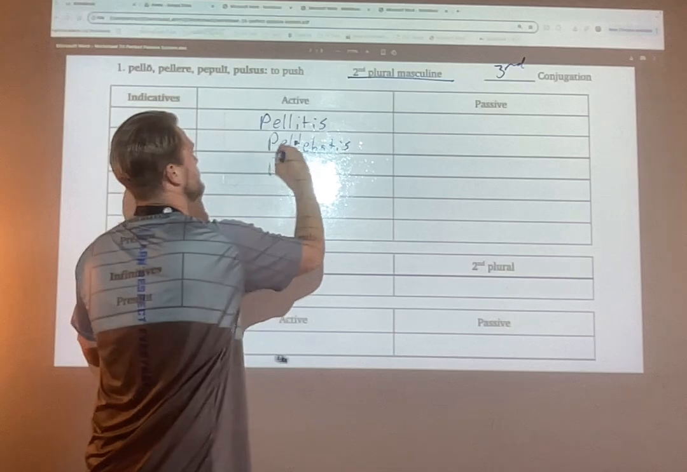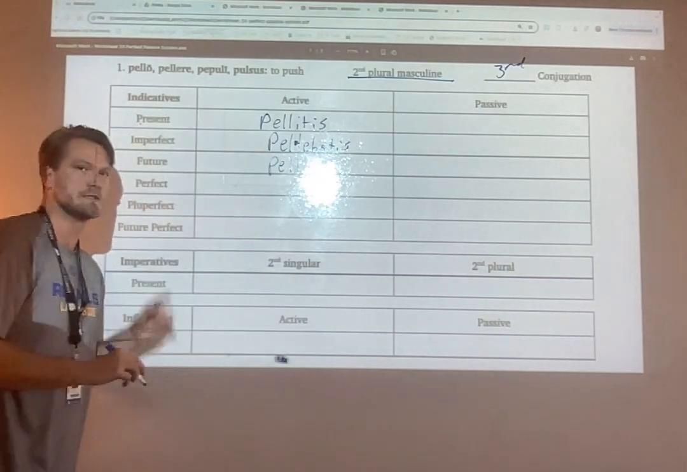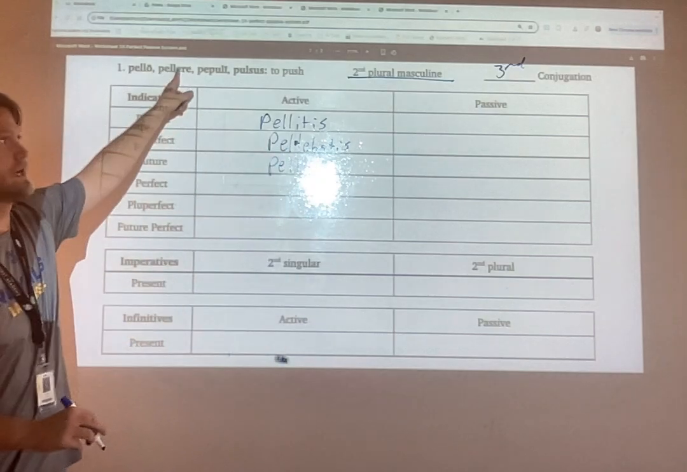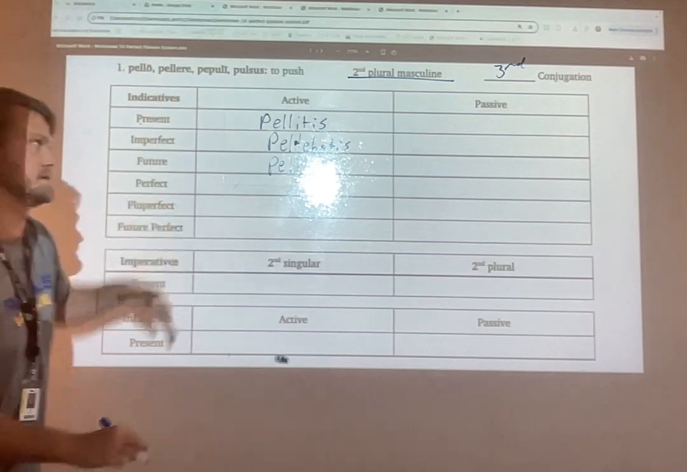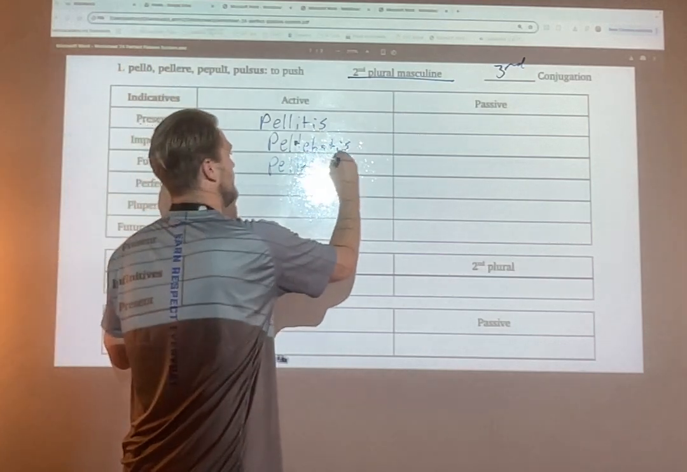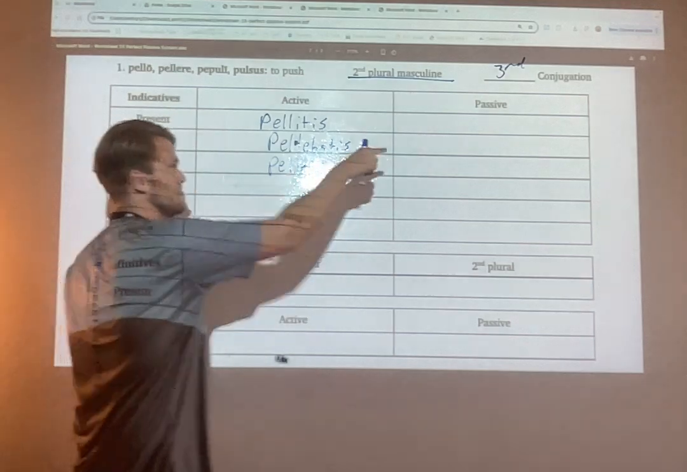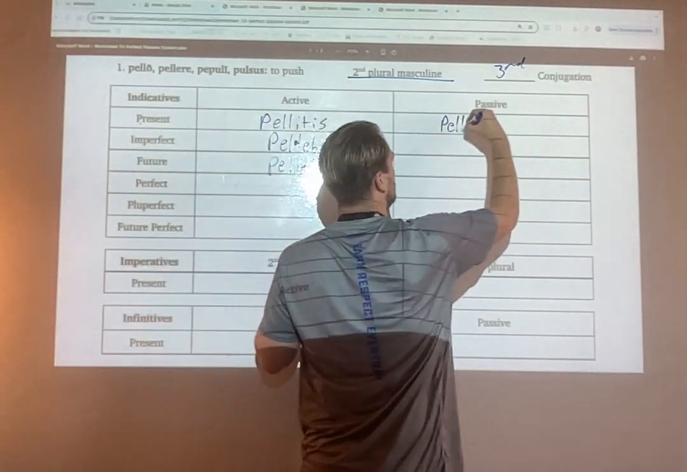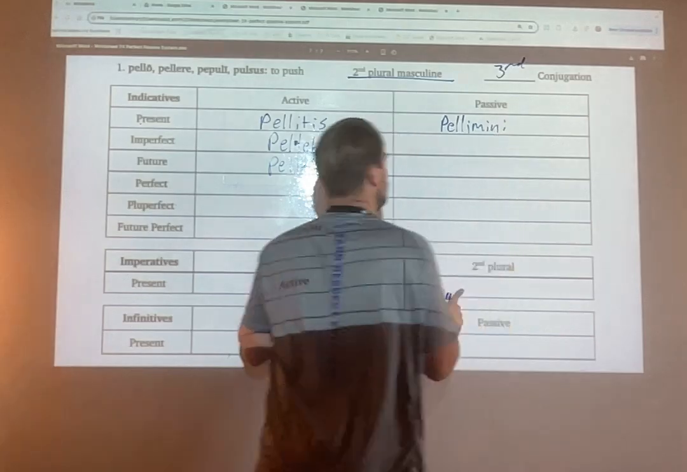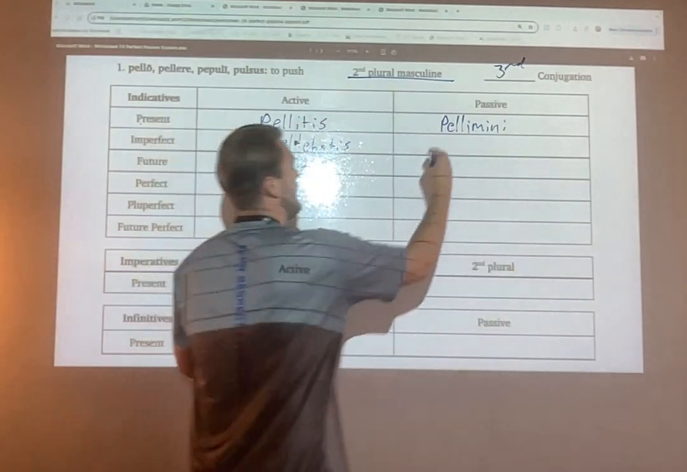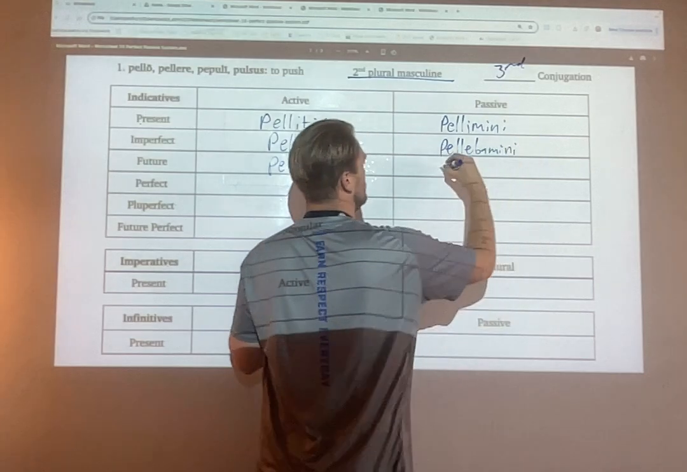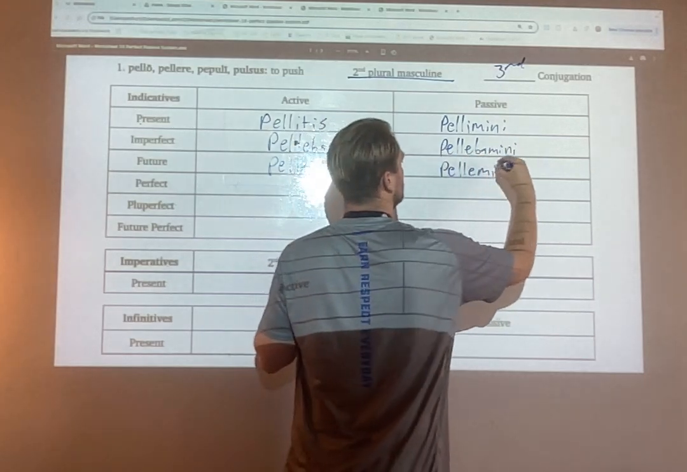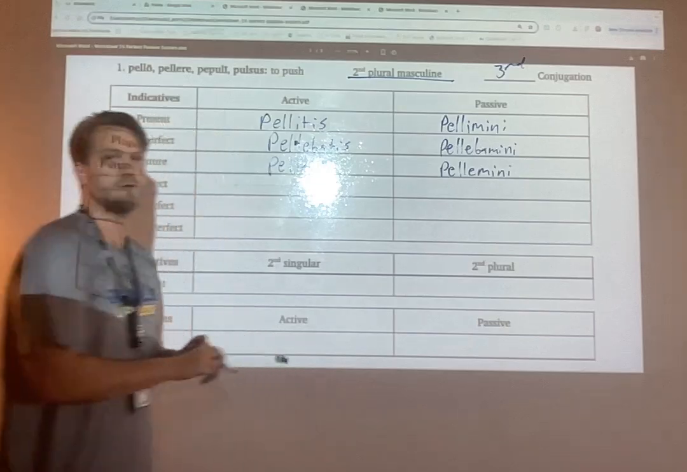Pellebatis, but here in the future, since it's future, third conjugation takes a certain set of future endings. Am, as, et. All right, so this one would be etis, second person plural. So let's do the passive over here. Pellimini. All right, pellebamini for the imperfect passive, and then pellemini for the future passive.